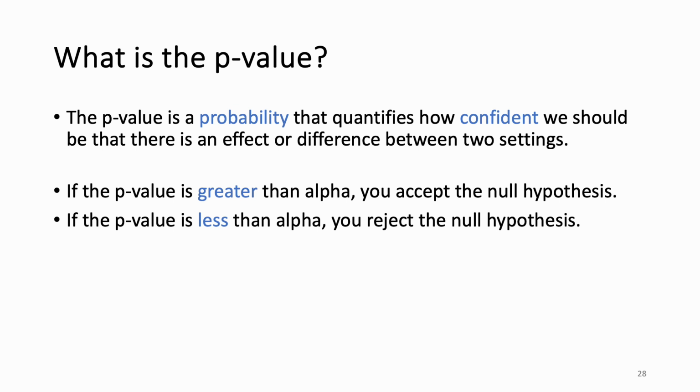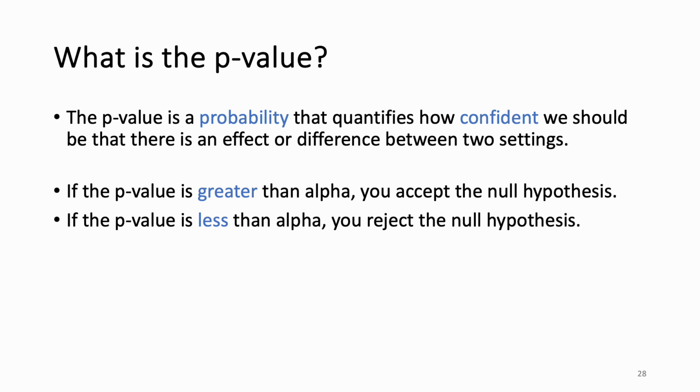Okay, so we have seen the significance level, but what about the p-value? When you conduct a statistical test, you often get a p-value as a result of that test. The p-value is a value between 0 and 1. It is a probability, and it quantifies how confident we should be that there is an effect, or that there is a difference between the two settings that we are comparing. So in our case, if using software models does not improve software quality, or if using software models will improve the software quality.